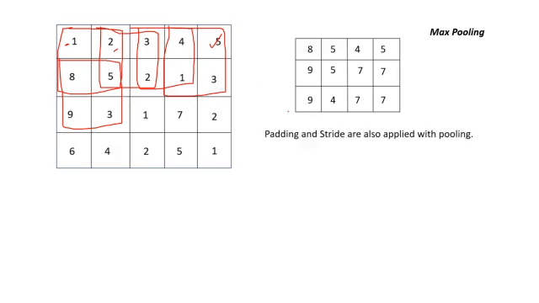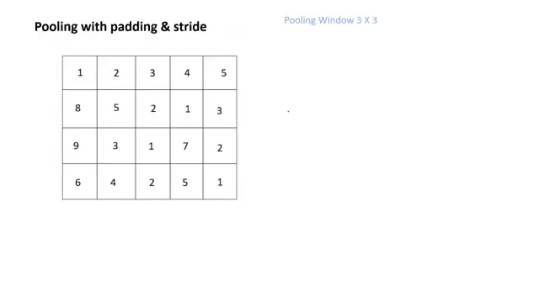And just like convolution, padding and stride can also be applied with pooling. Now we'll take an example with padding and stride. Suppose this is your input image. We'll consider a pooling window of 3 cross 3 in this case, and a padding of 1 cross 1 will be applied, one on top and one on the leftmost side, and a stride of 2 will be considered for this.